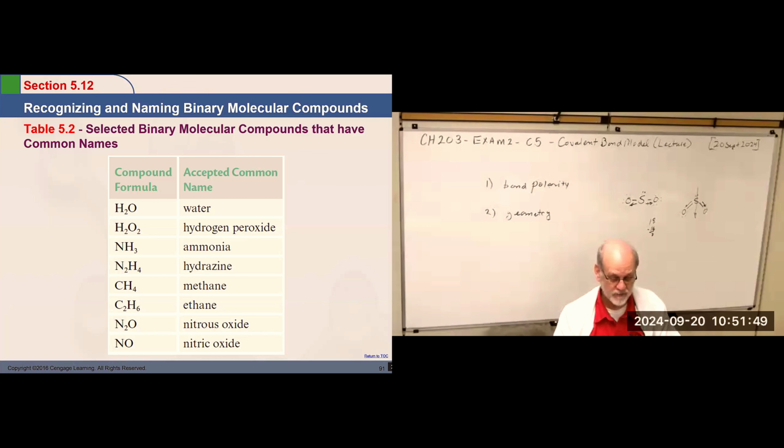Methane, CH4, ethane, nitrous oxide. Dinitrogen monoxide would be the systematic name. Nitrous oxide, or otherwise known as laughing gas, is N2O, and NO is nitric oxide. That's the one that you see advertised. Super beets will increase your nitric oxide and cause your vessels to dilate and decrease your blood pressure.